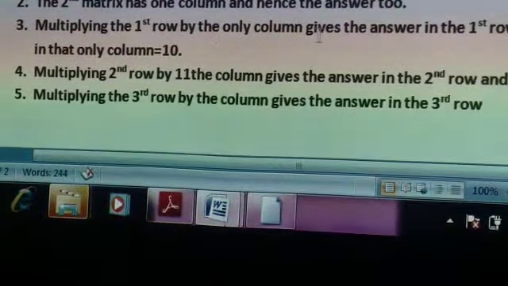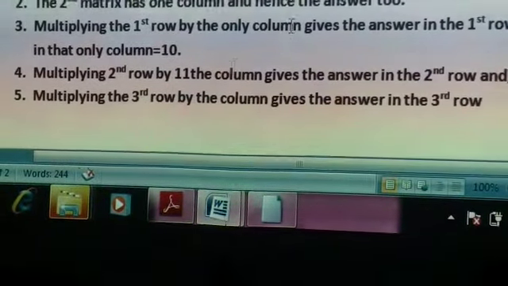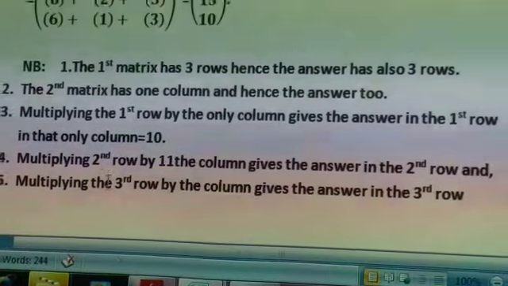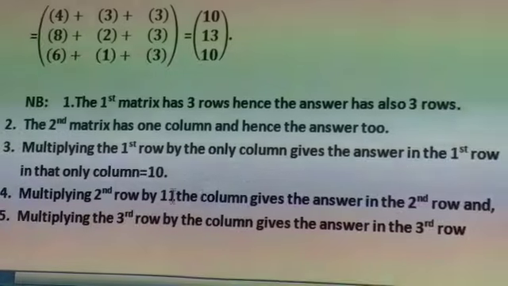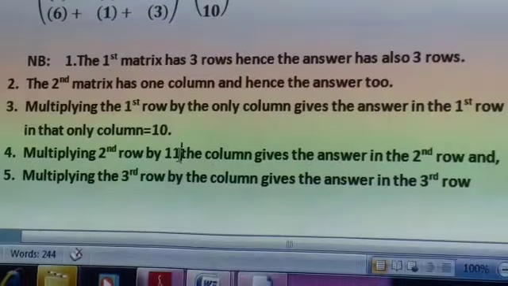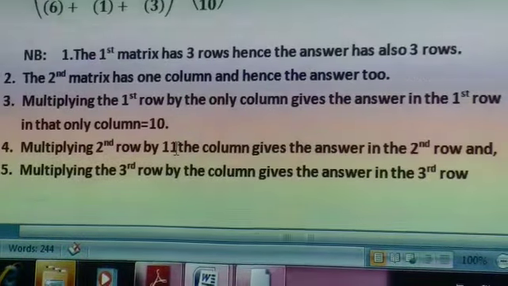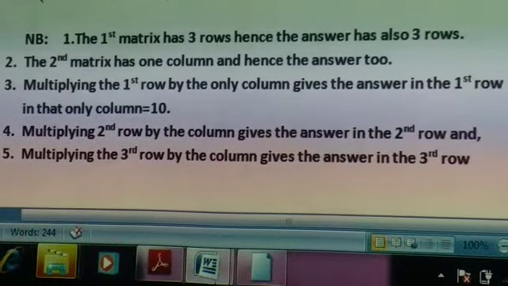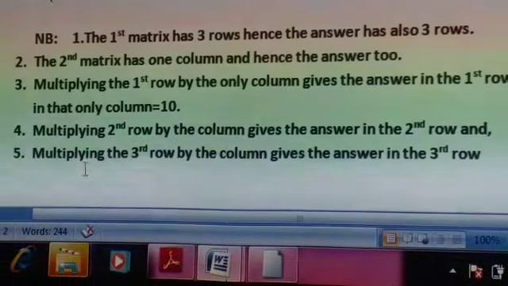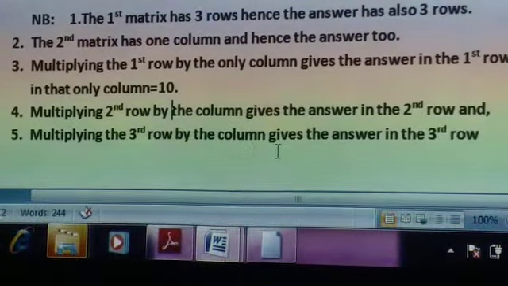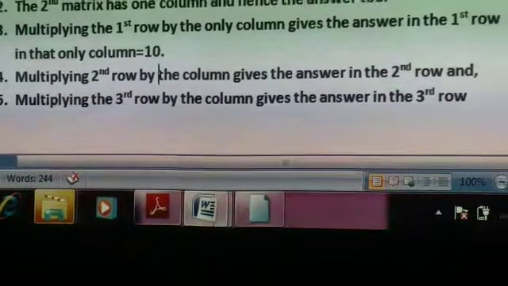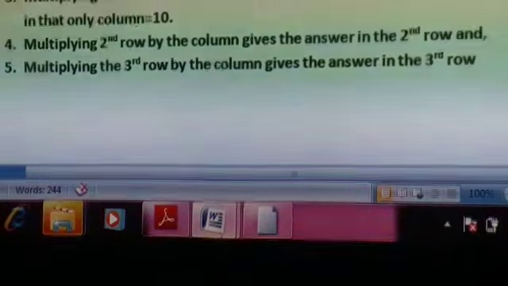3, multiplying the first row by the only column gives the answer in the first row in that only column, which is equal to 10 there. Multiplying the second row by the only column gives the answer in the second row, and multiplying the third row by the column gives the answer in the third row, in the only column. Right, this is all about multiplication of matrices.